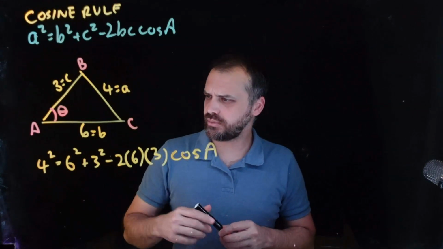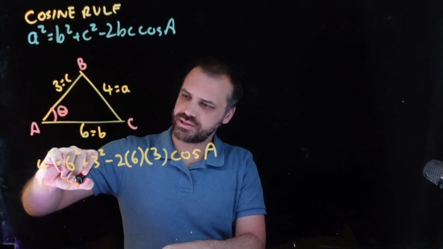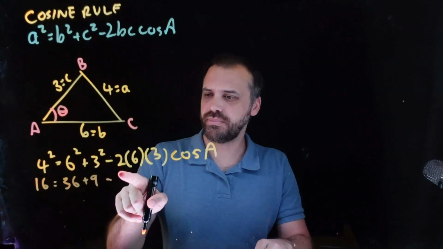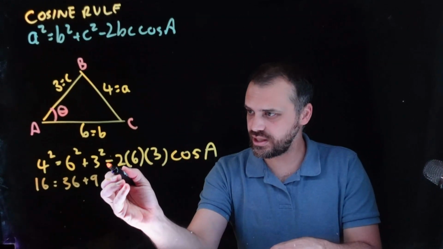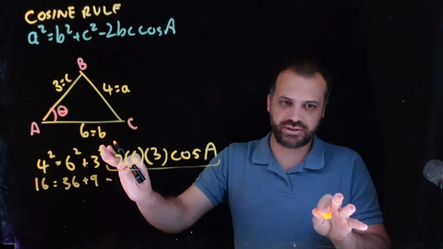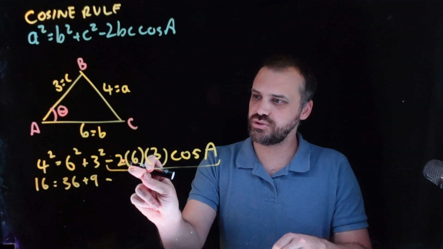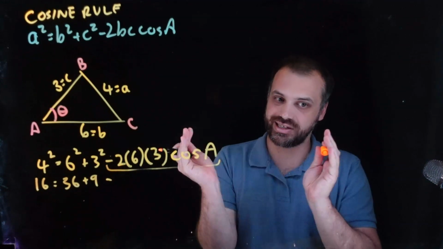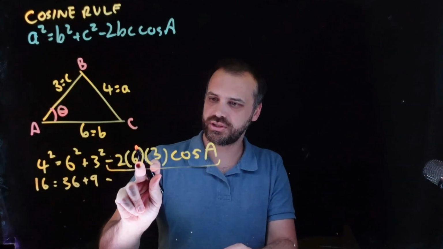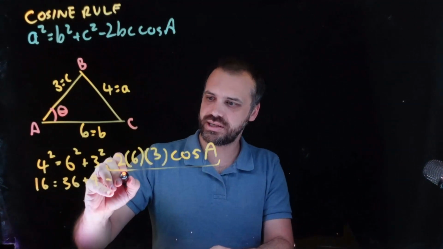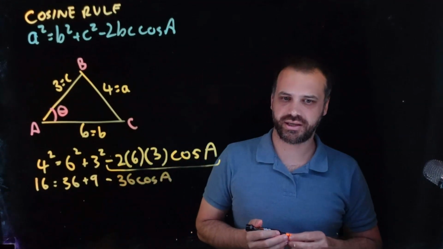So I'm going to do 16, 36, 9, minus, and then it's this times this times this. These are connected, right? Don't disconnect them. Don't think that you can subtract this from this. This says 2 times 6 times 3 times this, connected. Okay, negative 2 times 6 is negative 12, times 3 is negative 36, cos A.